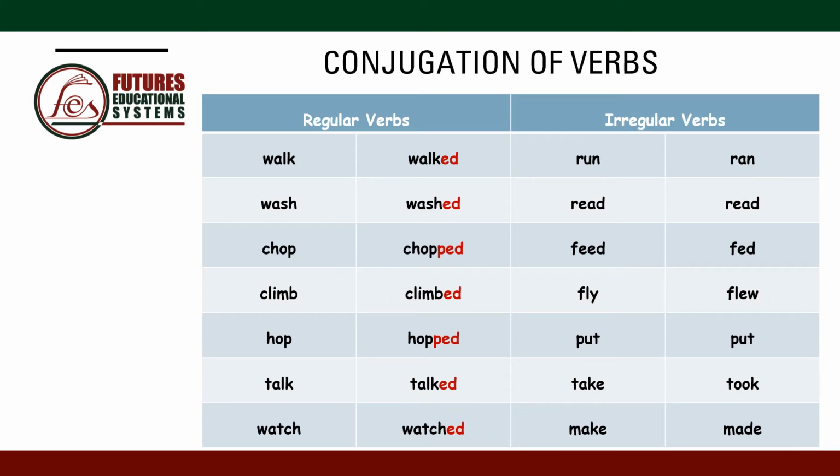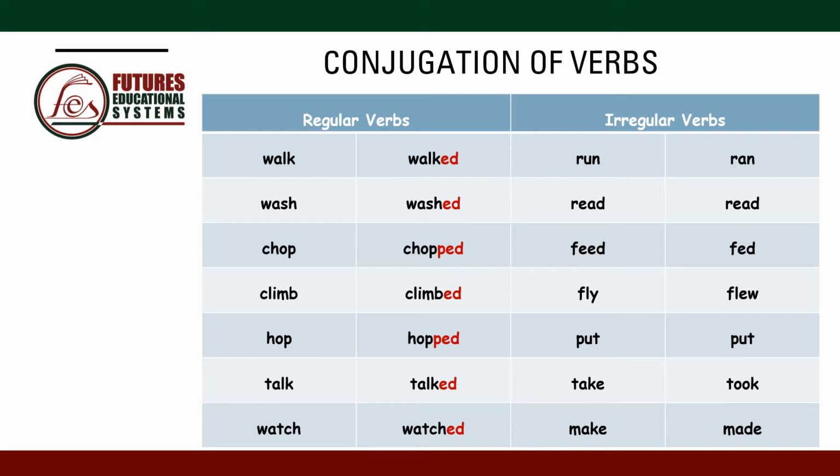Conjugation of verbs. We have regular verbs and irregular verbs. The regular verbs follow a rule, which is adding ed to the verb. So walk becomes walked, wash, washed, chop, chopped. Why did we double the P? Because we have one vowel before the last consonant, which is the P, so we double the P before we add the ed. Climb, climbed. Hop, hopped. Talk, talked, and watch, watched.